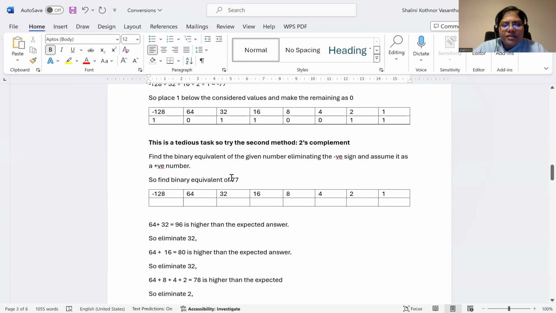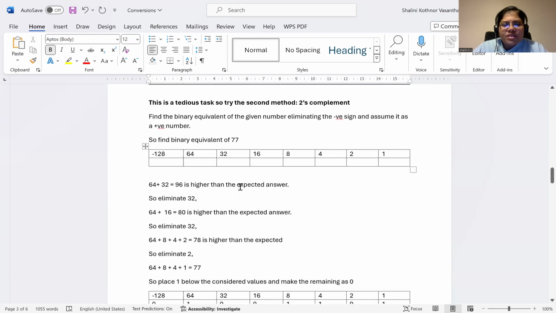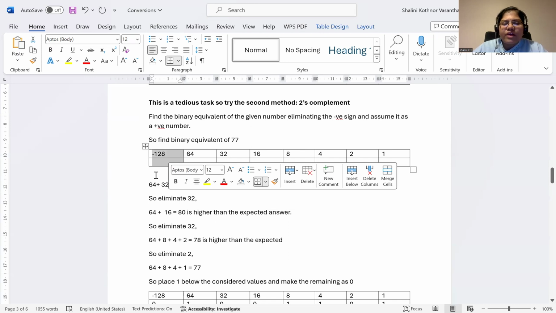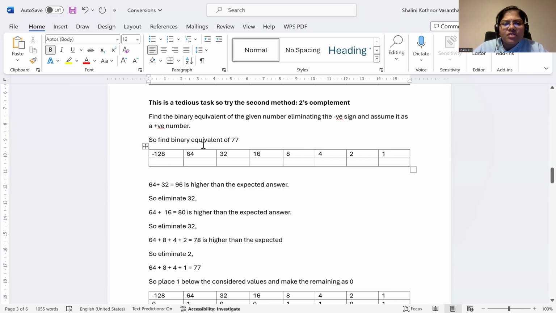So we'll make that a positive number, which is 77. And after getting a positive number, we'll follow the same method. We'll leave this minus 128 because that is not required. We're not subtracting any value because that would give the sign bit value. So our sign bit would be equal to 0 because it is a positive number. So 128 would be equal to 0.